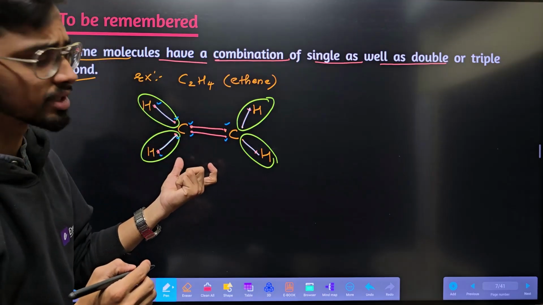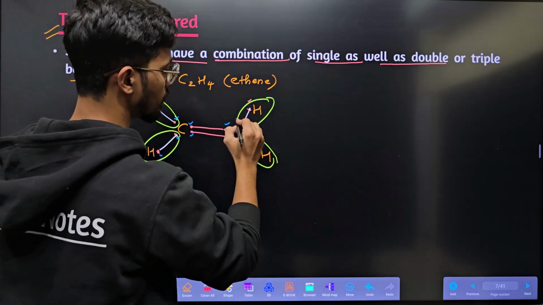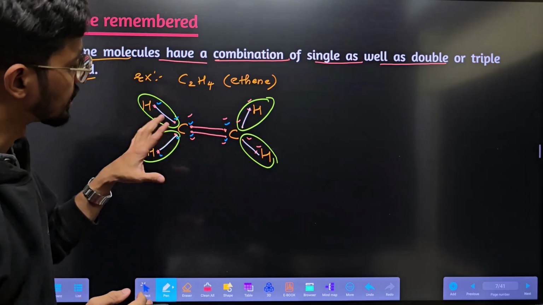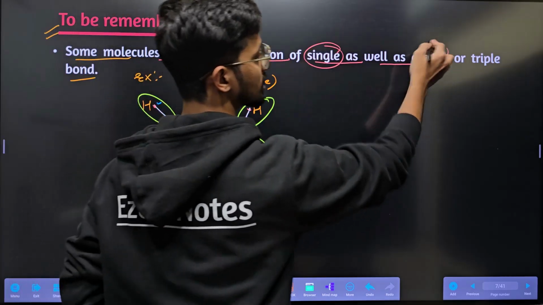It completes its octet. Now, how about this carbon? This also has 8 electrons. 1, 2, 3, 4, 5, 6, 7 and 8 electrons. So in this way, in a single molecule, there can be a single bond as well as a double bond.